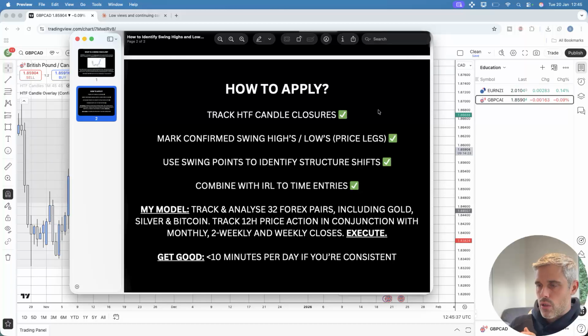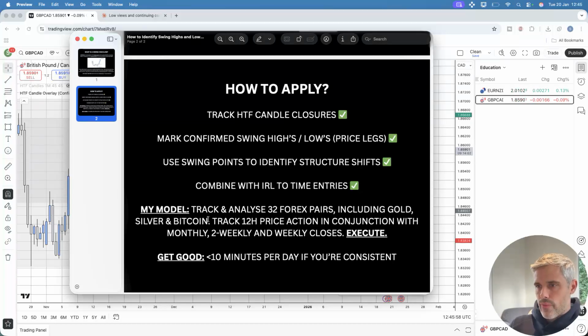Combine this with internal range liquidity, so the liquidity that exists in those price legs, to take entries covering with your stop the swing lows that we know are going to be respected in the market, and always trade back to the highs, the external range liquidity that sits at the highs and lows of those higher time frame candles.